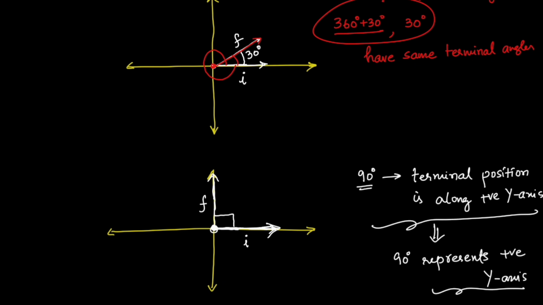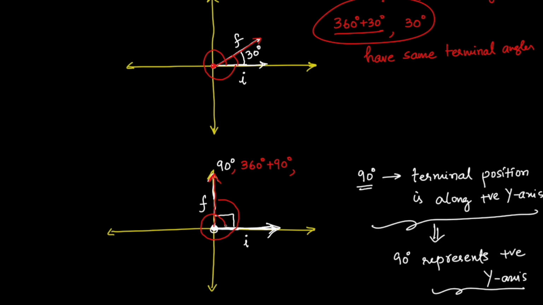Okay, let's write a few angles which are coterminal to 90 degrees. Meaning I want the terminal position along the positive direction of the y-axis. So what other angles would give me this terminal position? Of course, I can complete one full rotation and then rotate 90 degrees. So for 360 degrees plus 90 degrees, we also have the terminal position along the positive y-axis. Meaning these two angles are coterminal.